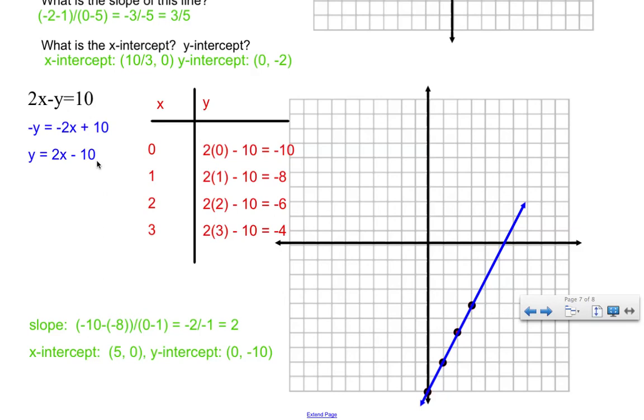Okay, that is the conclusion of the 7-3 notes. I hope that's helpful to you, and the homework is online.